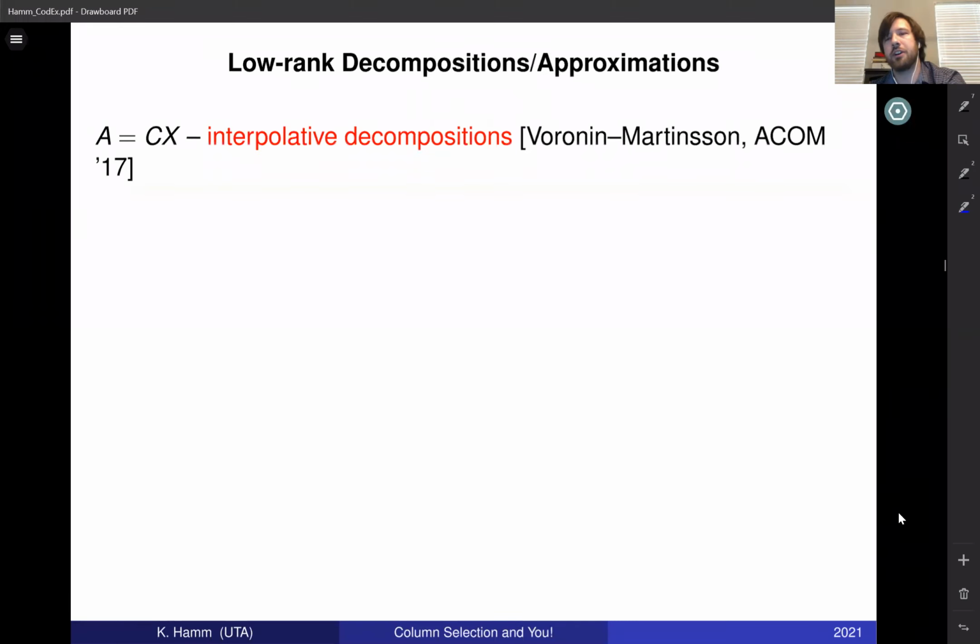Okay, so I want to switch gears and move on to talking about these notions to find either low-rank decompositions or low-rank approximations to arbitrary matrices. So we've talked already about factorizing a matrix as columns times X. These are typically called interpolative decompositions. This paper by Voronin and Martinsson is a canonical one in that area.